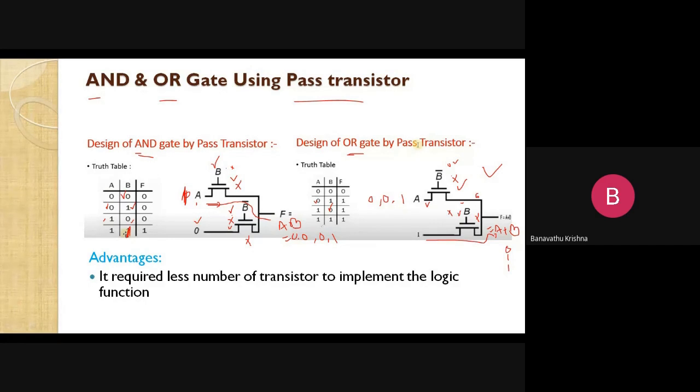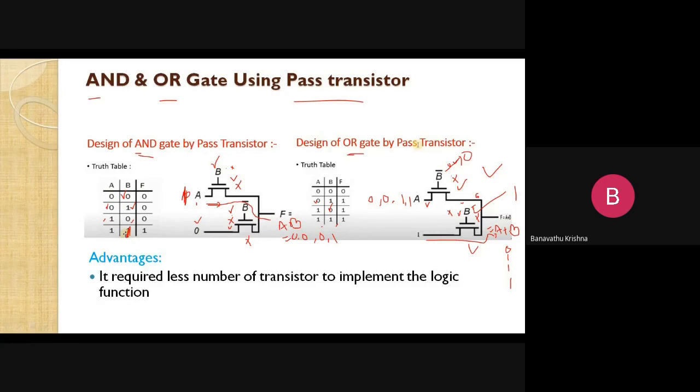Next case 1 1. A is 1, B is 1. Okay, A is 1 and B is 1. So this is 1. Okay, this is 1 here and this is 0 here. Then so here it is going to be off. Here it is going to be on condition. Simply the 1 is passing at the output side. So 1 1. Okay, so this is the OR gate. If any one of the inputs is 1, then obviously we are getting output response 1. That is the function of the OR gate.